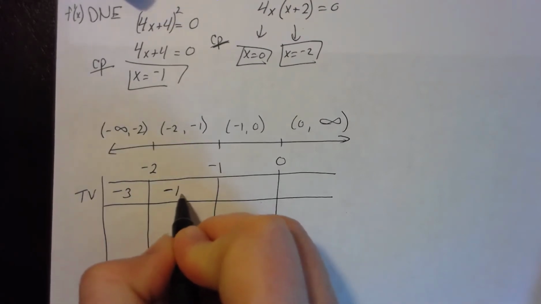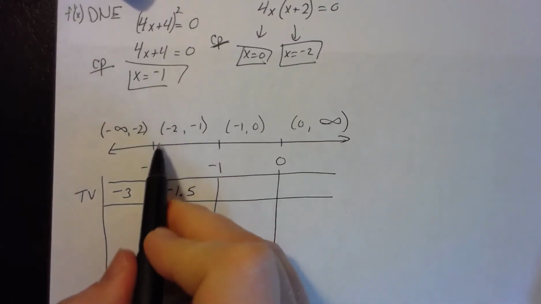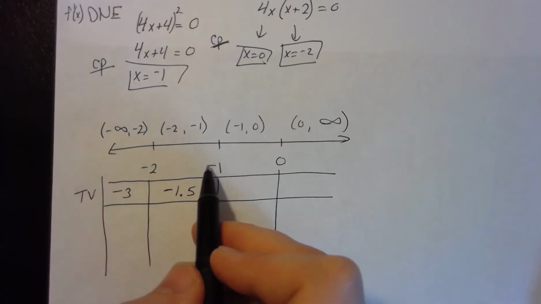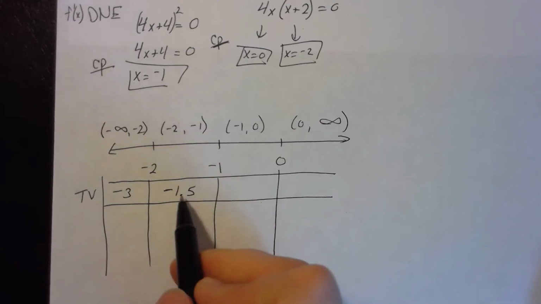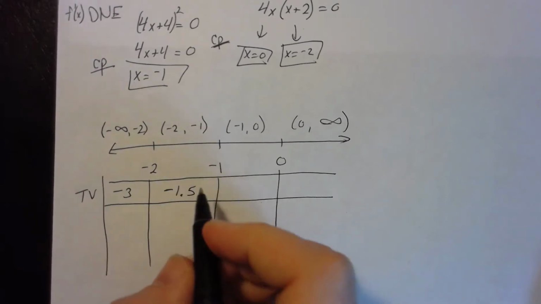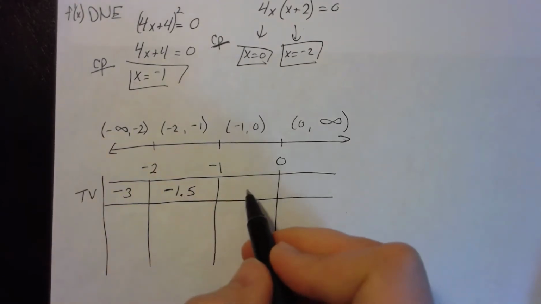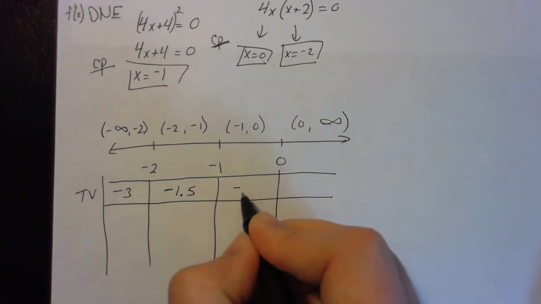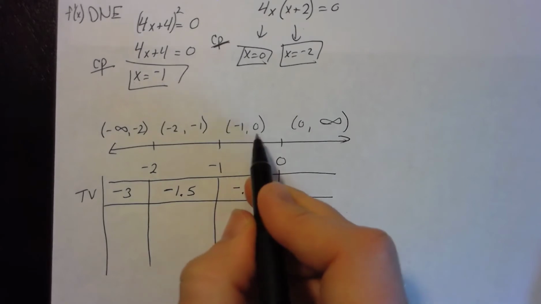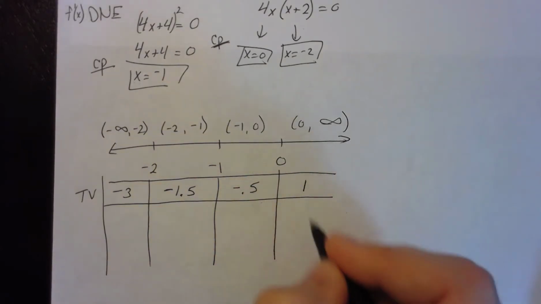Here, I'm going to pick negative 1.5, because again, it is a value between negative 2 and negative 1. Again, I could pick something like negative 1.1, or negative 1.9. I'm just going to pick negative 1.5. That is the same thing as negative 3 halves, in case I need to play with the fractions. Here I'm going to pick negative 0.5, again somewhere between negative 1 and 0, and then over here I'll simply pick 1.